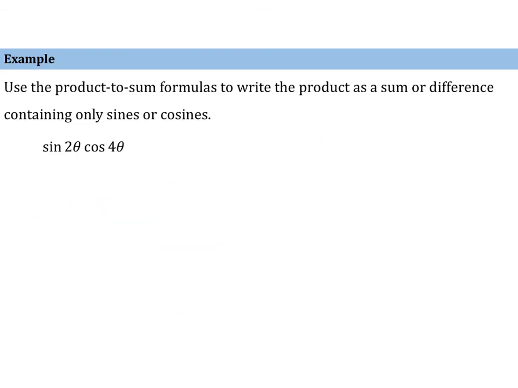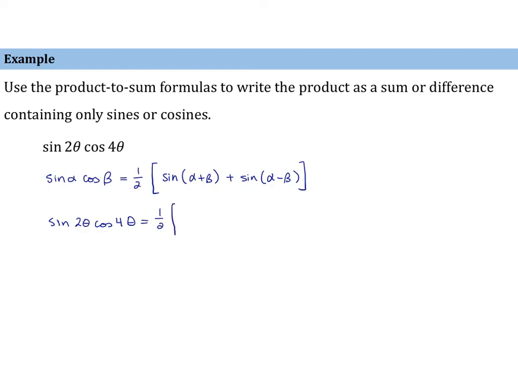Now in this example, we want to take sine of 2 theta and cosine of 4 theta, multiply those, and rewrite it as a sum. So sine of 2 theta, cosine of 4 theta fits the pattern for sine of alpha, cosine of beta, which will be 1/2 of sine of alpha plus beta plus the sine of alpha minus beta. So the sine of 2 theta cosine of 4 theta will equal 1/2 of the sine of, now let's add them, 2 theta plus 4 theta is 6 theta, plus sine of, now 2 theta minus 4 theta is -2 theta.